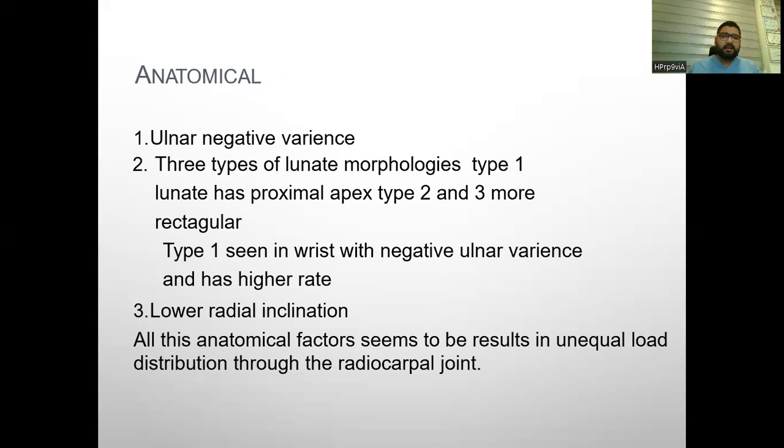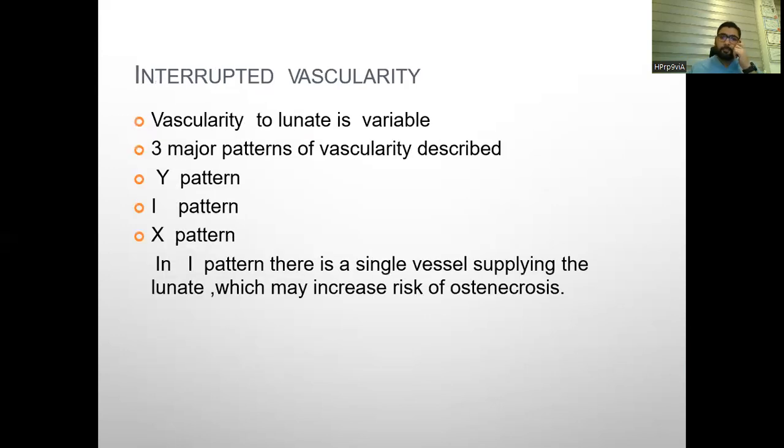So the main idea behind all these factors is the unequal load distribution through the radiocarpal joint. Either it is a negative ulnar variance, or it is a low radial inclination, or there is a morphological change in the shape of the lunate. All lead to unequal load distribution.